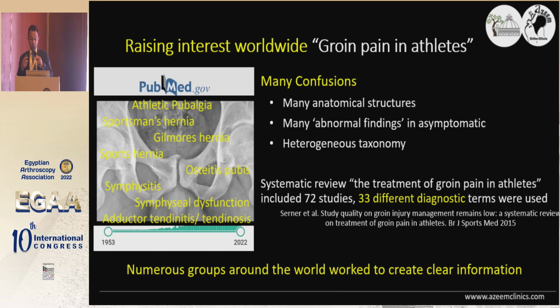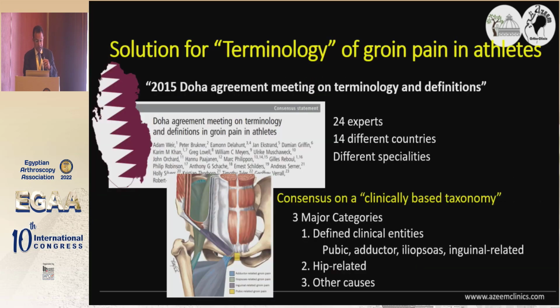And that's why the whole world and numerous groups have developed new systems or new consensus groups to study these things. It started in 2015, where the Aspetar group in Doha, in Qatar, started developing a consensus meeting. They studied the proper taxonomy, or the proper terms, for injuries in these areas. And they divided groin pain in athletes into three major categories: clinical entities, then hip-related problems, and other causes.